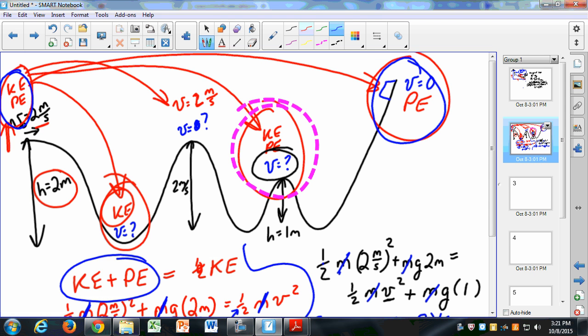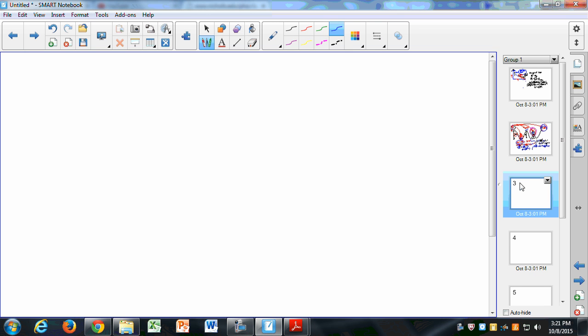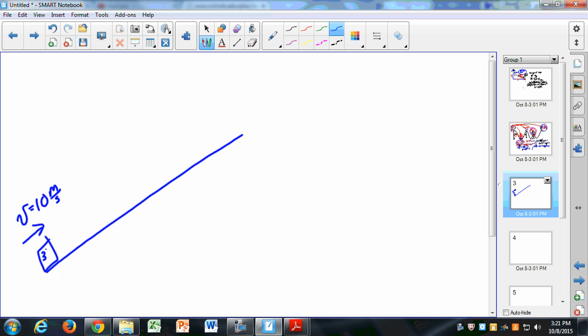All right, let's do one like we did before, but a little bit different. Let's say that I have an object, and I'm trying to kick it up this ramp. I'm trying to push it up this ramp, and I give it a velocity equal to 10 meters per second. Let's say that this object has a mass of 3 kilograms, and it travels up this ramp. But unfortunately, there's a frictional force that acts upon it, and it's equal to 2 newtons. I want to know how high up the ramp does it go.